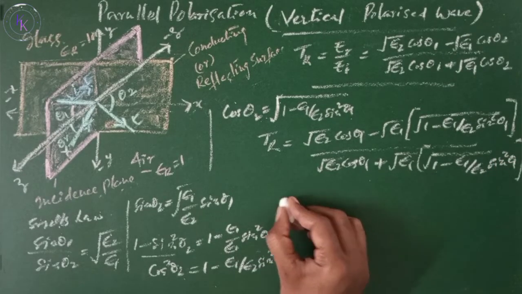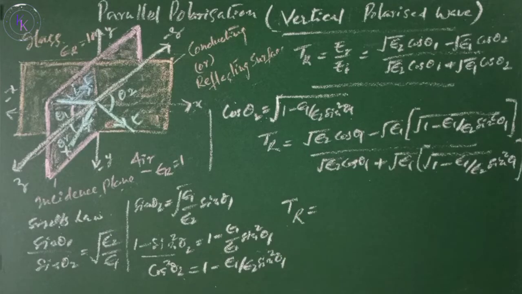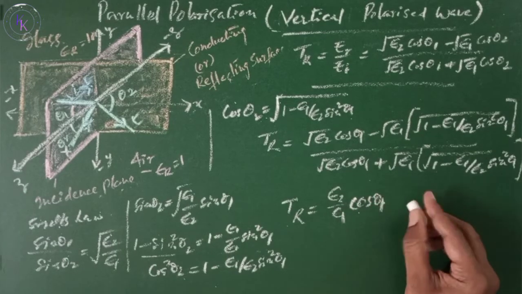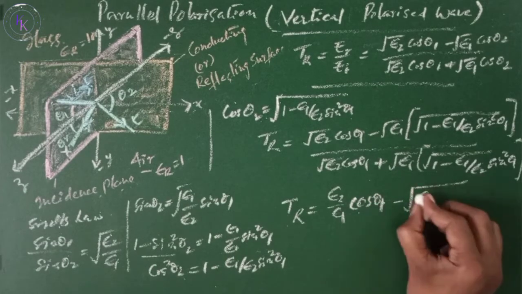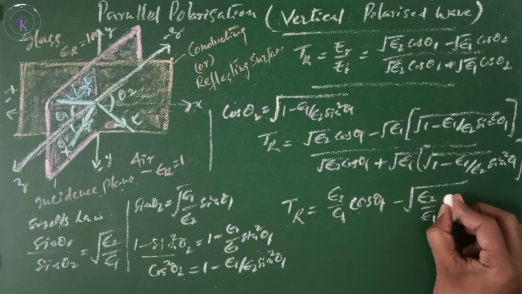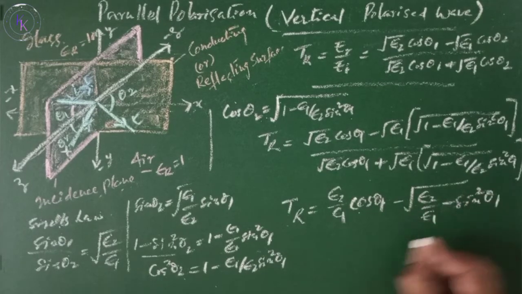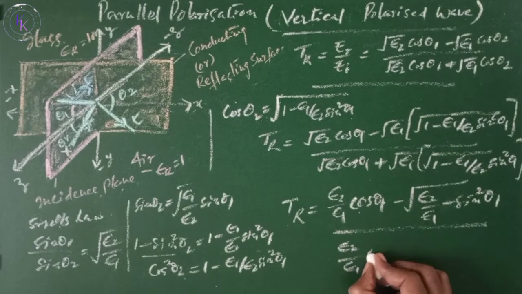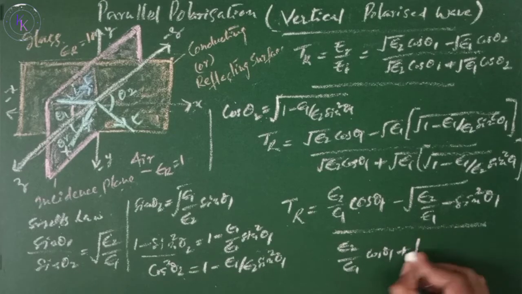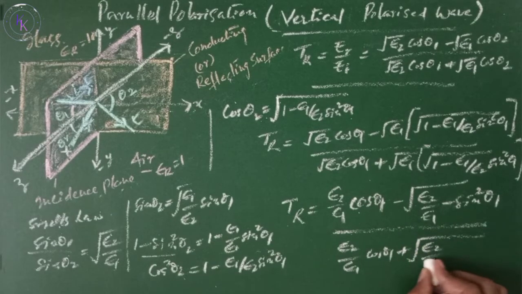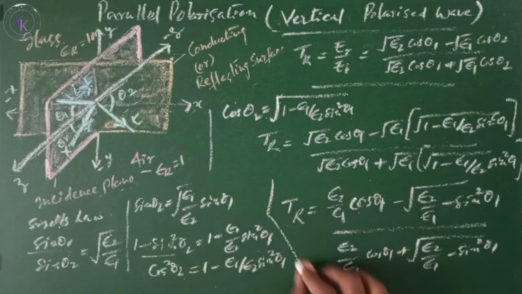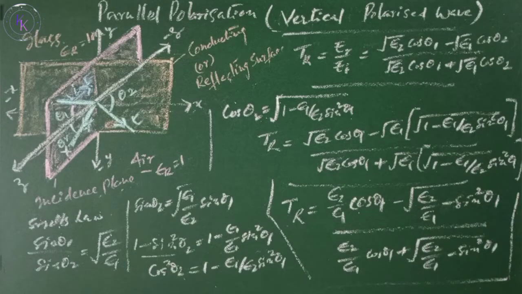Now, after simplification, you are going to get the reflection coefficient Γ_R equals (ε2/ε1 cos θ1 − √(ε2/ε1 − sin²θ1)) divided by (ε2/ε1 cos θ1 + √(ε2/ε1 − sin²θ1)). This is our modified equation for reflection coefficient in terms of incident angle.